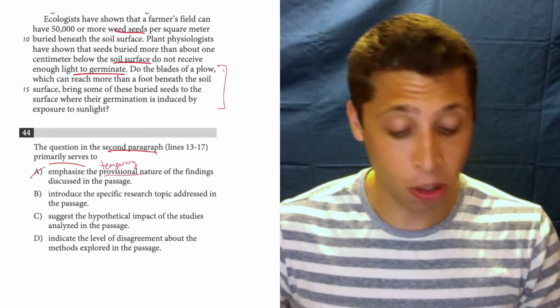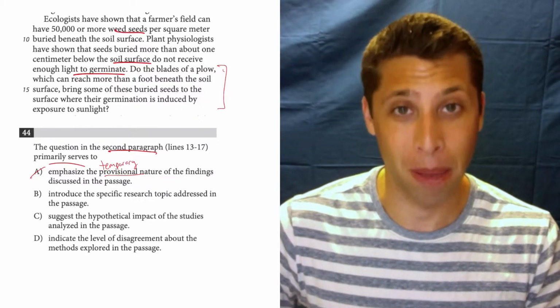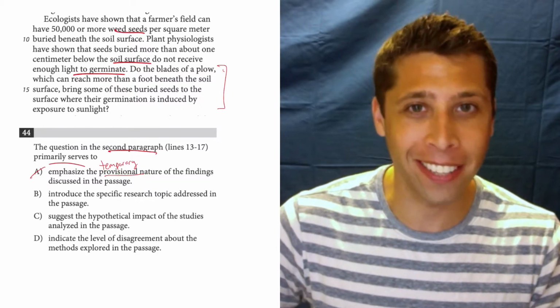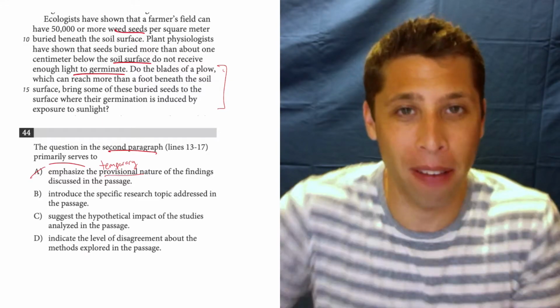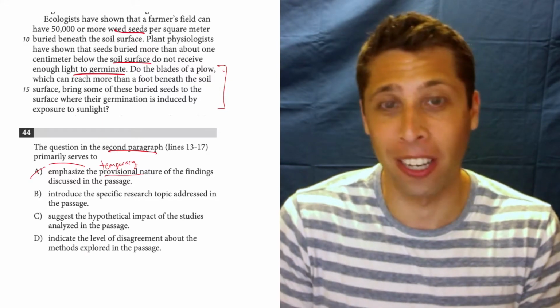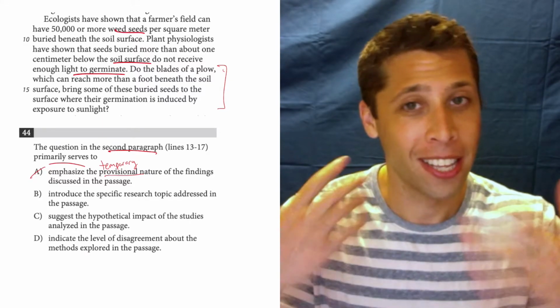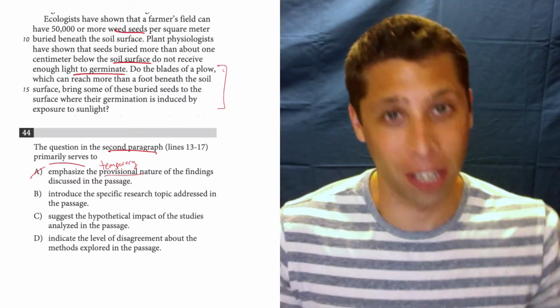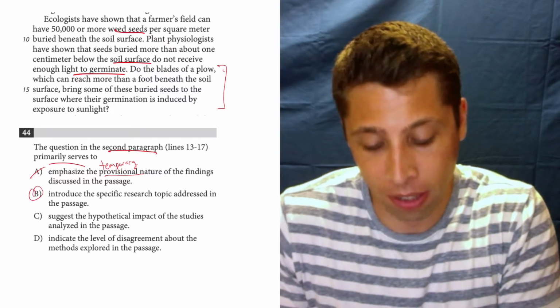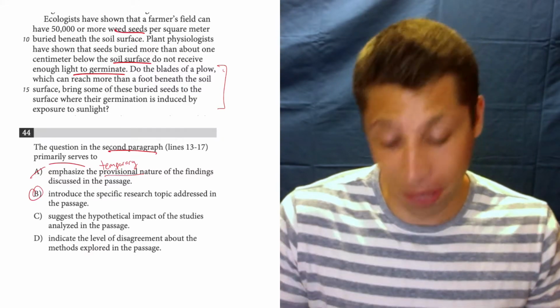B, introduce the specific research topic addressed in the passage. Yeah, that's probably what it does. I don't even need to read the rest of the passage to have that very safe assumption that they're asking a question that the next 70 lines are going to answer. That seems pretty logical. Let's still look at C and D to make sure, but yeah.